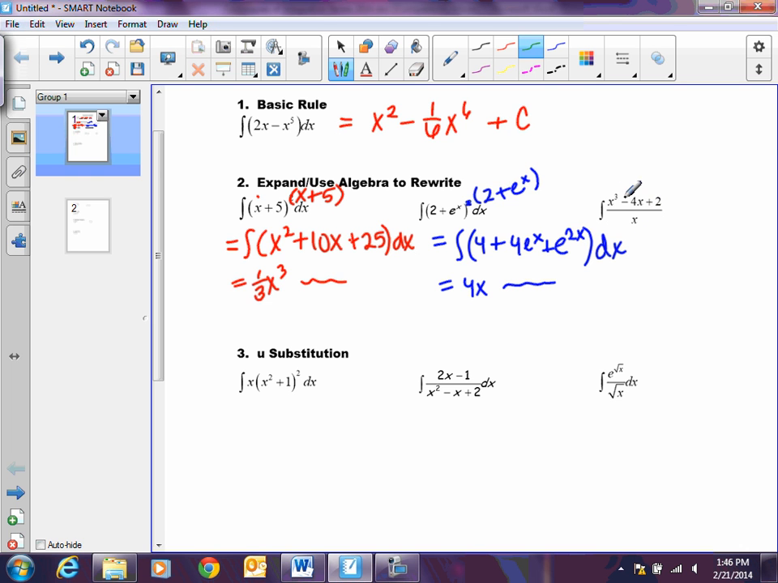All right, so what's something we could do? Use algebra to rewrite this. Split it apart. Yeah, rewrite it. So x cubed over x, that would be x squared. The next term would be just 4, because the x's would cancel. And then the last one would be 2, 1 over x. And this should have a dx, by the way.